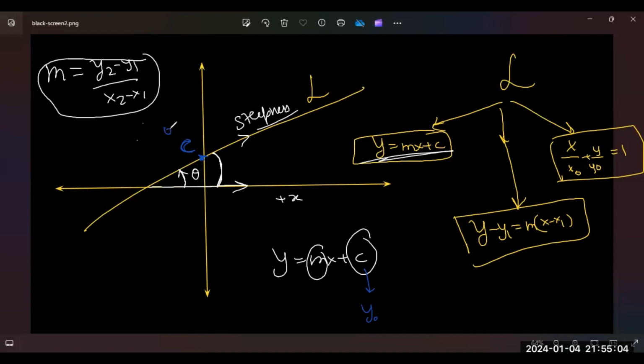So it can be (0, 5), in which case you will take c as 5. It can be (0, minus 6), then you will take it as minus 6. It can be positive or negative, anything. Sir, why did you put this c as y0? No, this is just another way to denote c. You can say c as y-intercept. So we usually denote intercepts with 0. x0 means x-intercept, y0 means y-intercept. It's a subscript.